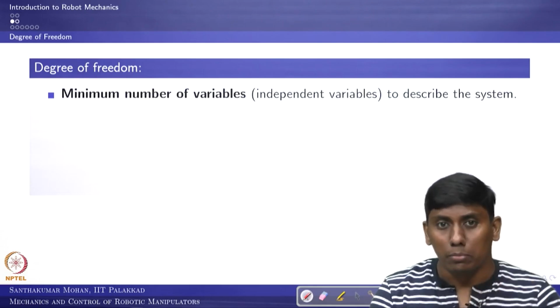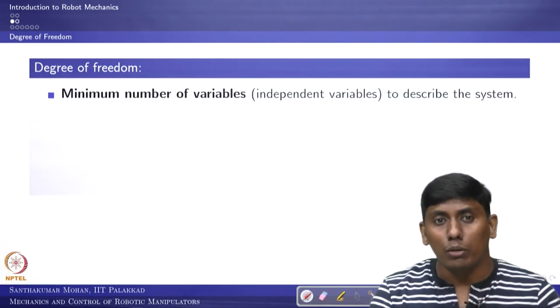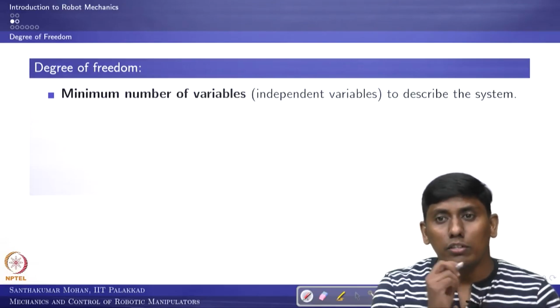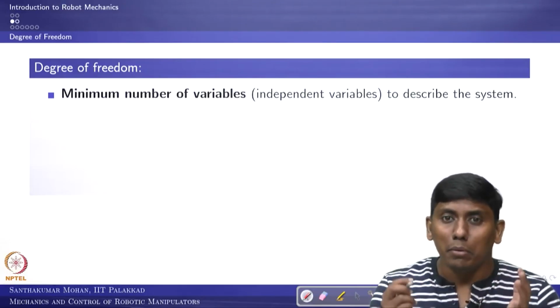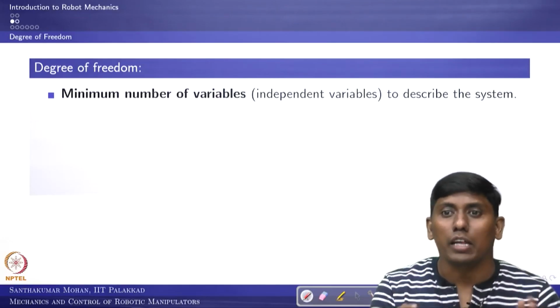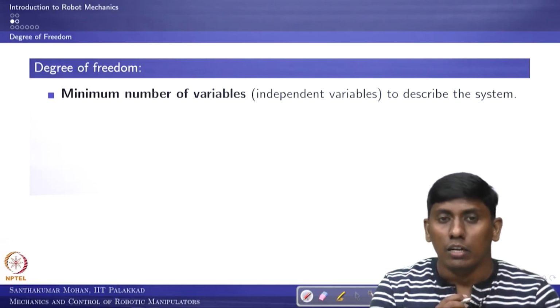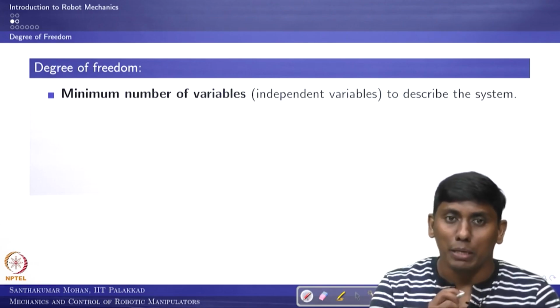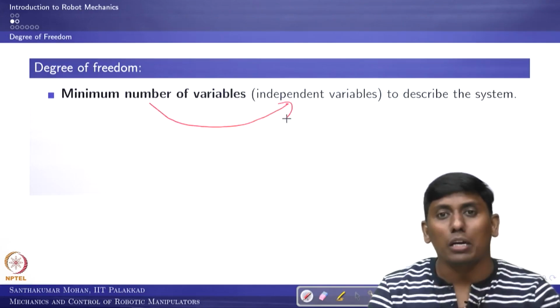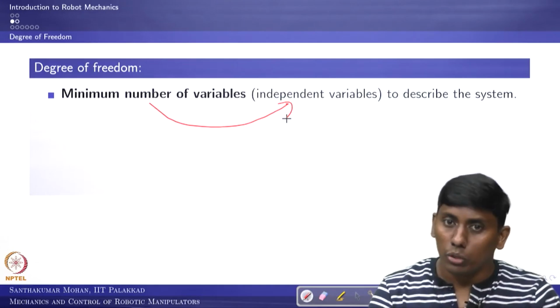Or a minimum description. So that is what we are going to call the degree of freedom. What does that mean? When you want to describe a system, the minimum number of variables required to describe the system in a unique sense is what you call the degree of freedom. This minimum number of variables you can also call independent variables; both are the same.